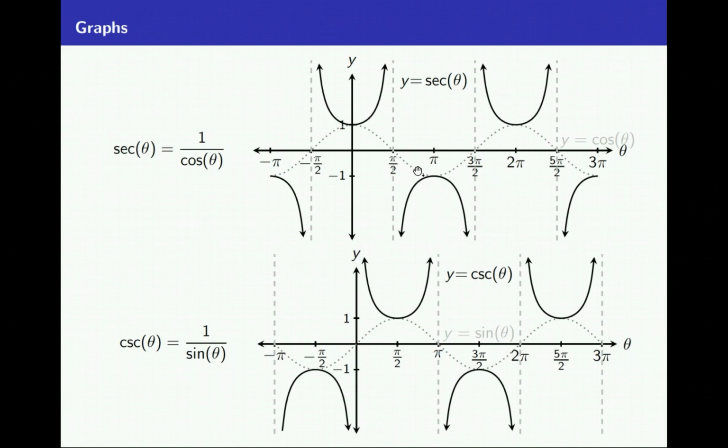Comparing the graphs of secant and cosecant, you'll notice that the graph of cosecant is the graph of secant moved over pi over 2 units. So shifting graphs would tell us that cosecant theta is secant of theta minus pi over 2. So we have this basic identity relating the two graphs, the two functions, secant and cosecant.